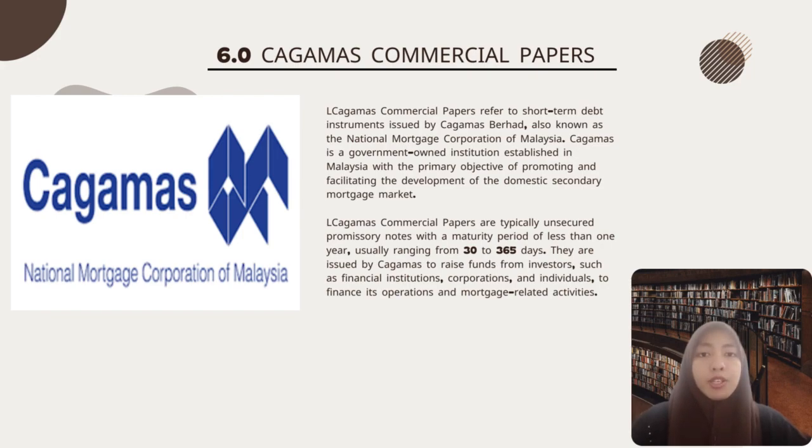Cagamas commercial papers are typically unsecured promissory notes with a maturity period of less than 1 year, usually ranging from 30 to 365 days. They are issued by Cagamas to raise funds from investors such as financial institutions, corporations, and individuals to finance its operations and mortgage-related activities.